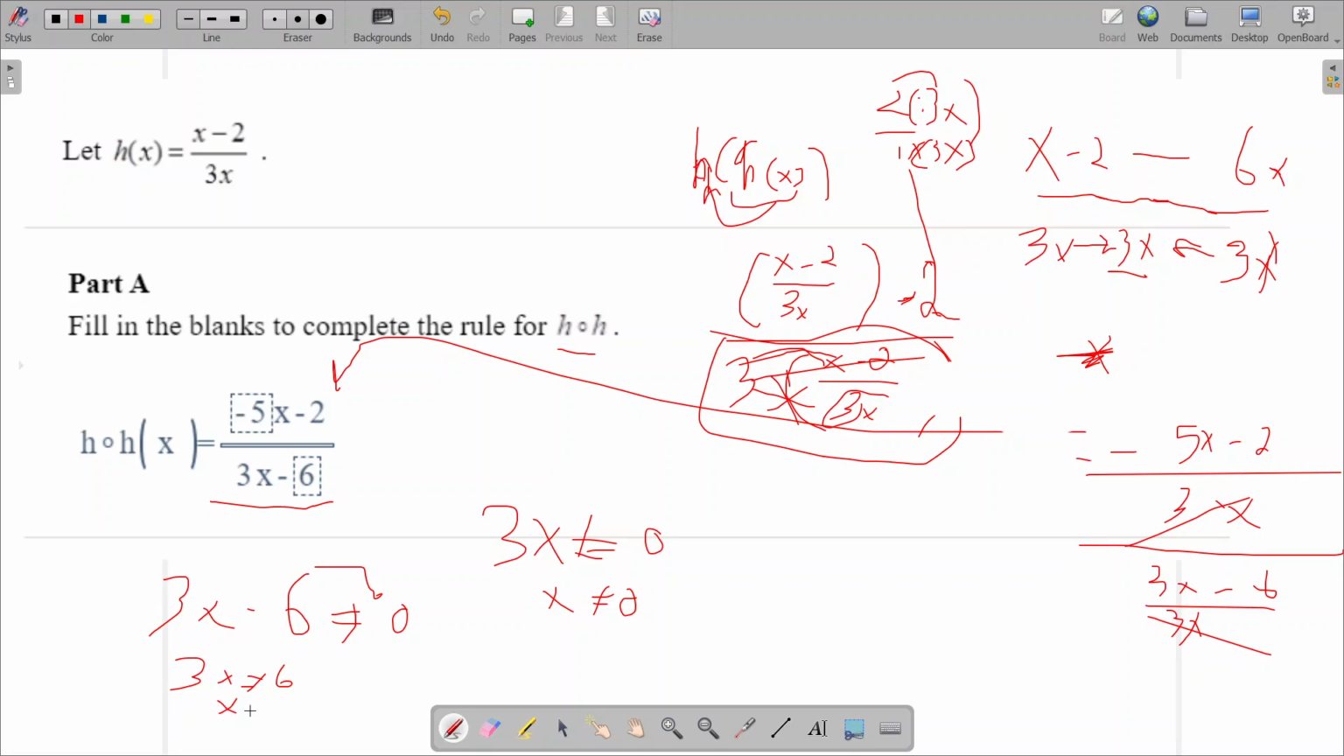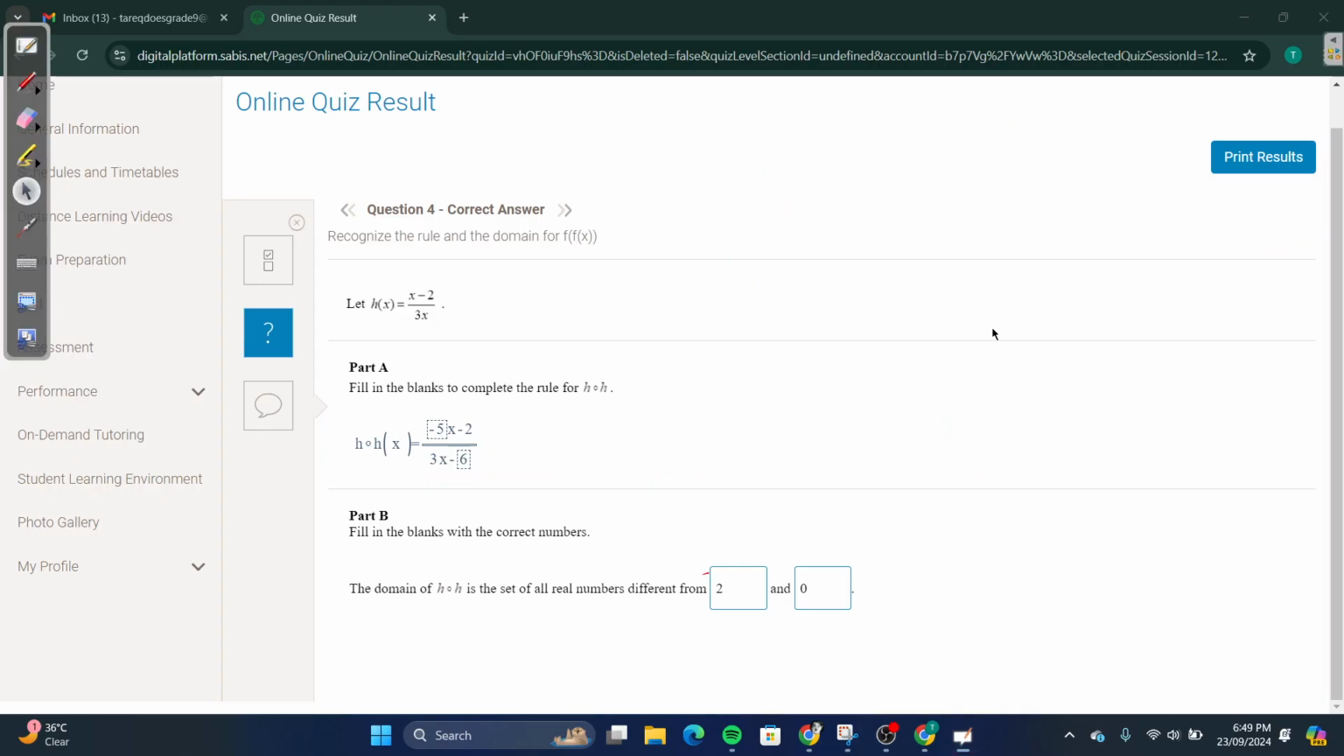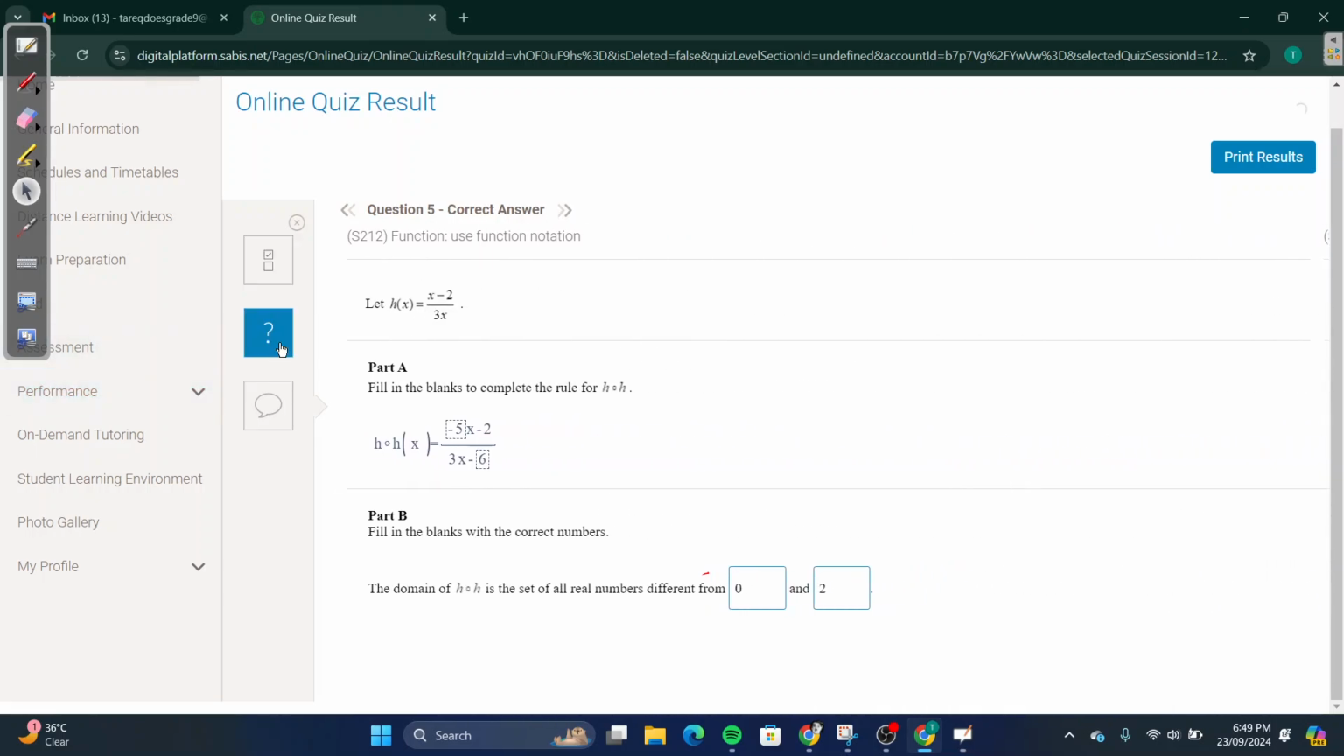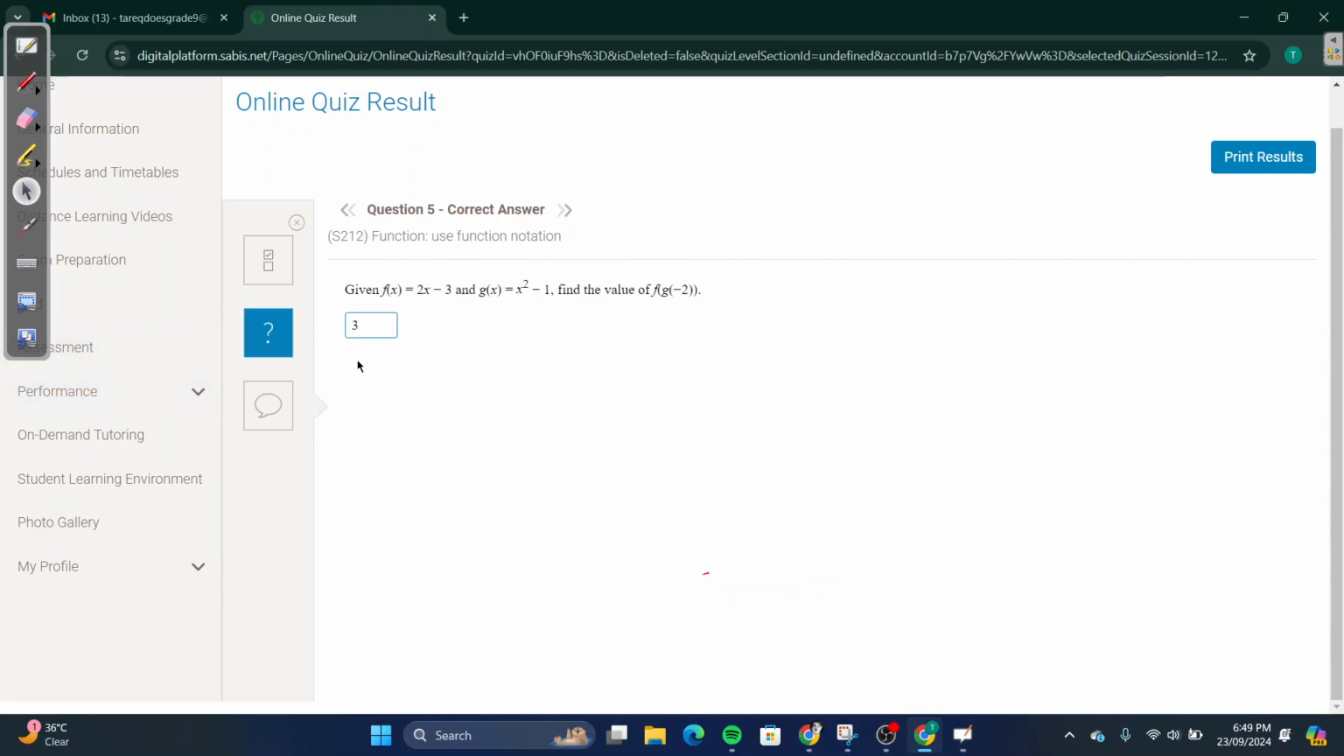X cannot be 2. So this is why you have these two answers on the answer sheet. I'm going to skip this one because essentially I've done it 3 times now. I'm not going to do it again.